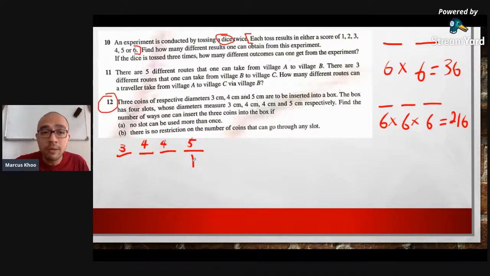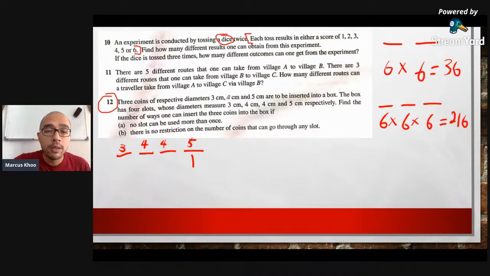There's only one coin that can go in here because the 4 cm and 3 cm coins can also go into the 5 cm slot. But the problem is, if they go in there, then where is the 5 cm going to go? So we need to think about this logically. It takes a little bit of thinking. Logical thinking needs to be done here.